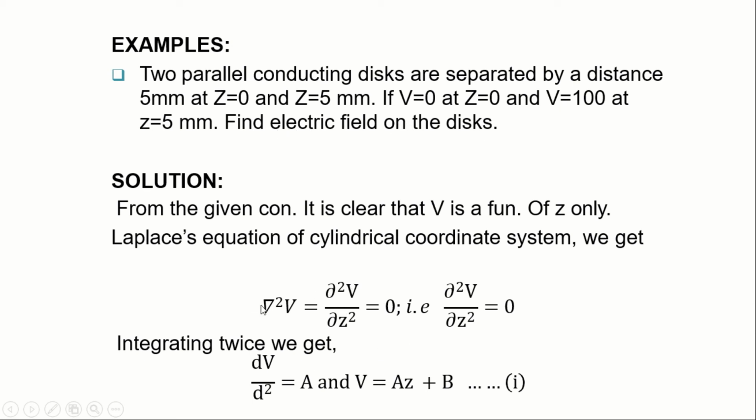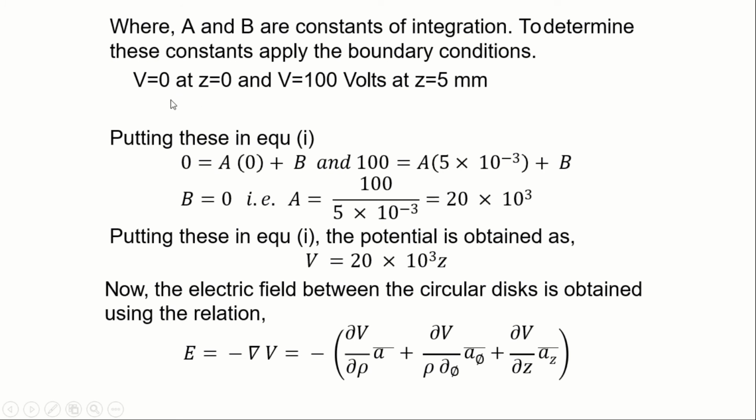Therefore the same method, nabla square V equal to del square V by del Z square equal to 0. That is, therefore V equal to AZ plus B. This we can get by simple integration. Next, again we have to apply the boundary condition. The same method, at Z equal to 0, V equal to 0, at Z equal to 5, V equal to 100. So if we put this boundary condition, then finally we have A, and if we put this value, then we can get the potential V.